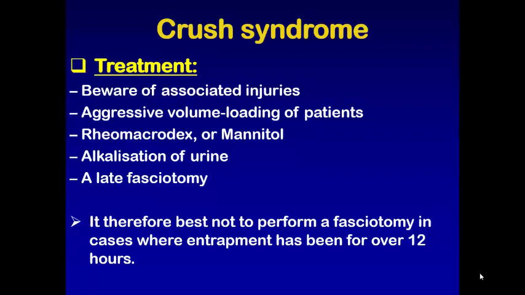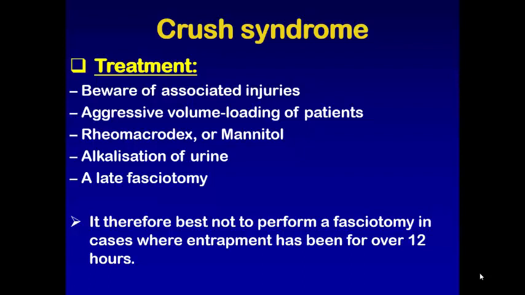We should give about 1,000 to 1,500 cc of saline every hour until there is no myoglobin in urine. We also have to give diuretics like mannitol or rheomacrodex. Also, we should do alkalinization of urine by giving sodium citrate or sodium bicarbonate, because alkaline urine causes dissolution of acid hematin and aids in excretion of myoglobin.